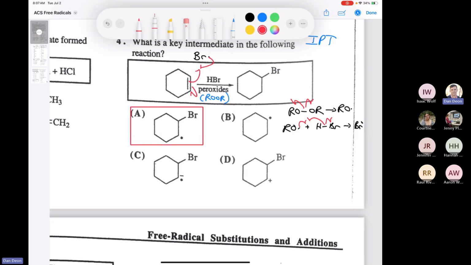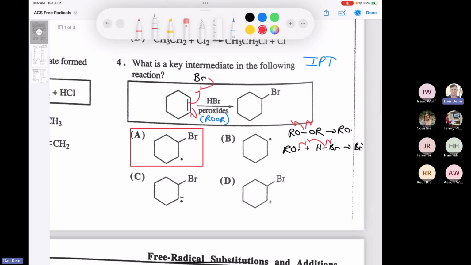So if you have to go back and review the steps of initiation, propagation, and termination for anti-Markovnikov addition across a double bond, then I would highly recommend doing that. I mean, you can definitely cross off this. There's no anion that's formed in this process. We cross that off. There's no cation that's formed here. And B is definitely not a thing, because the first step is the addition of the bromine.